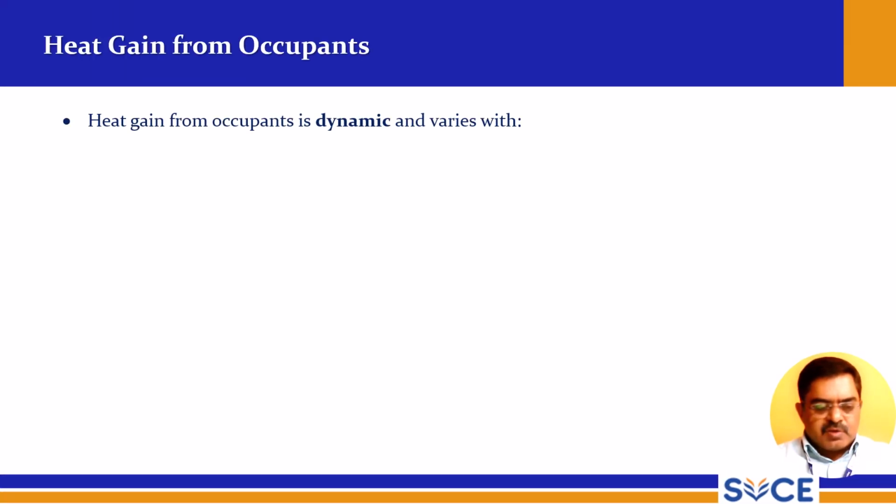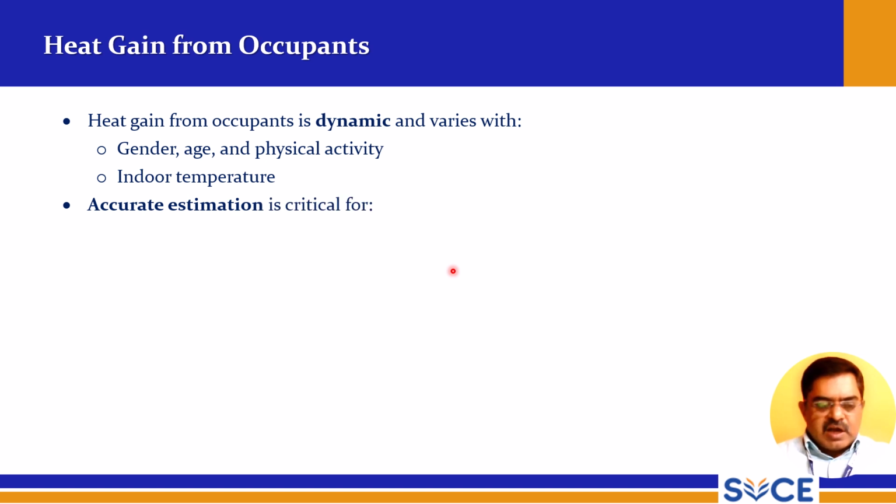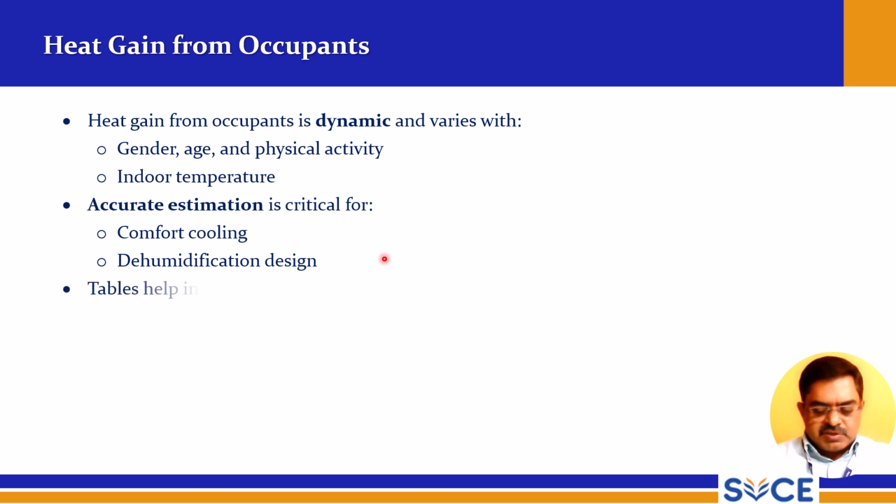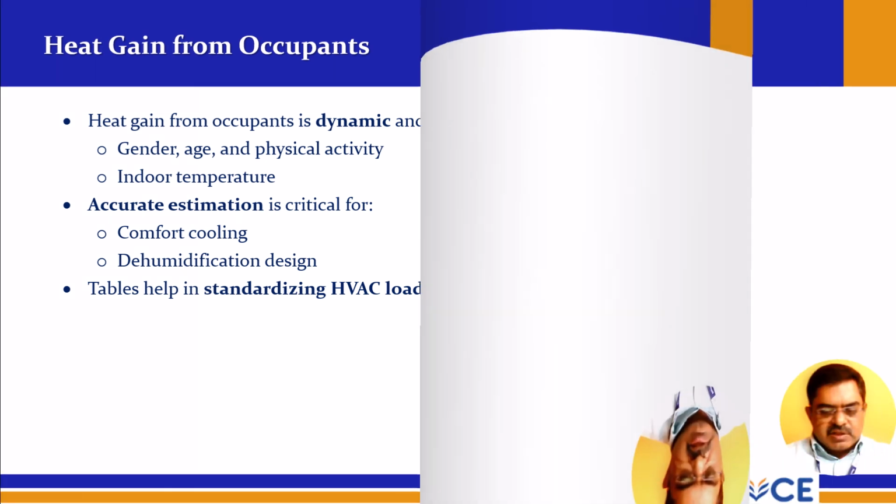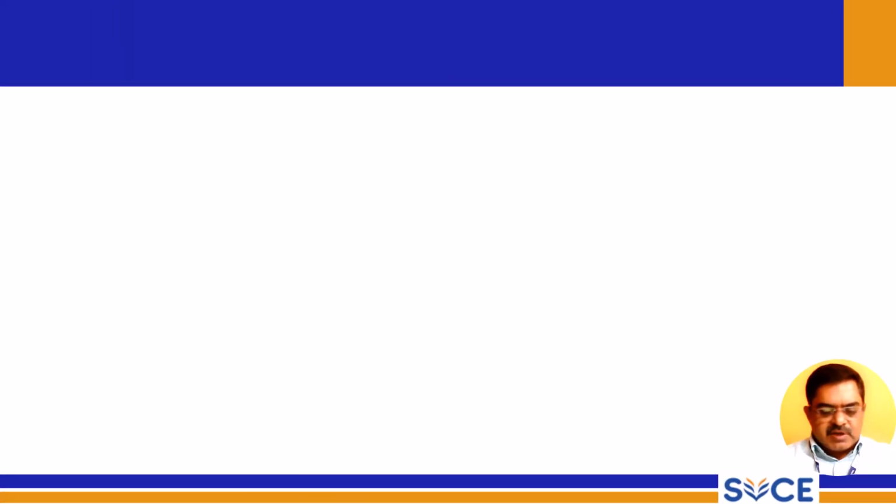Heat gain from occupants is dynamic and varies with gender, age, physical activity and indoor temperature. Accurate estimates are critical for comfort cooling and dehumidification design, and tables help in standardizing HVAC load calculations. There are many tables available, and we can make use of those tables.